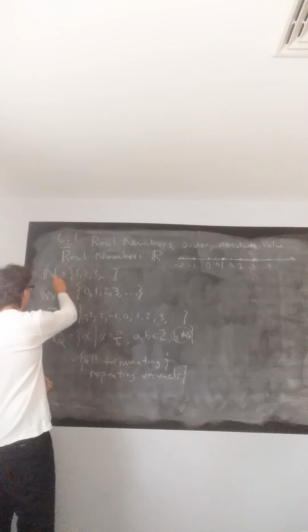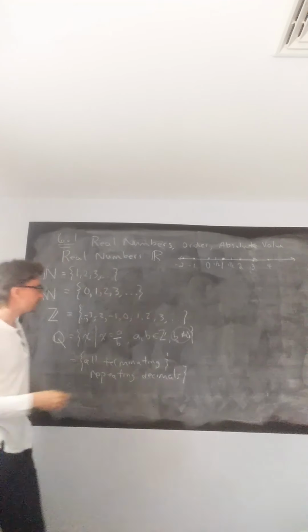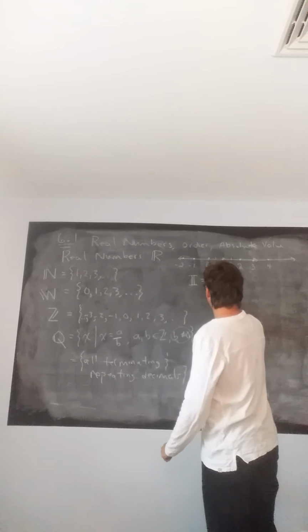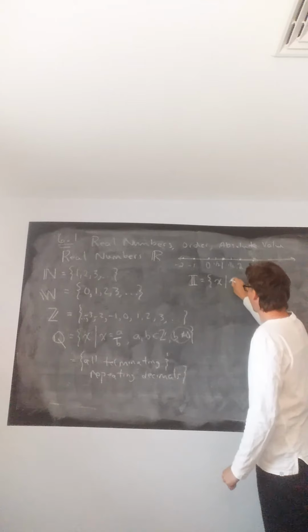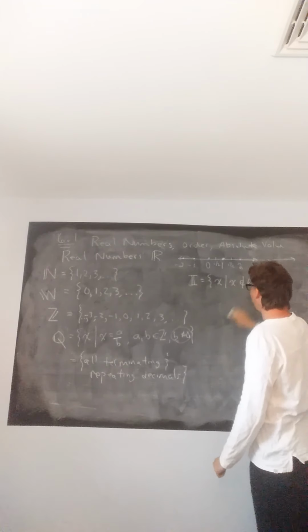Now, we have natural numbers, whole numbers, integers, rational numbers. Now, there's another set of numbers called the irrational numbers, and we use I for that. And what does this set look like? It's the set of all x where x is not in Q. That's the easiest way to write this.